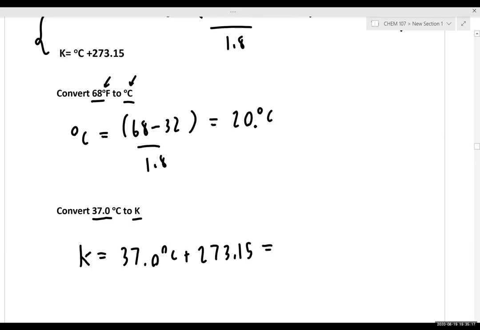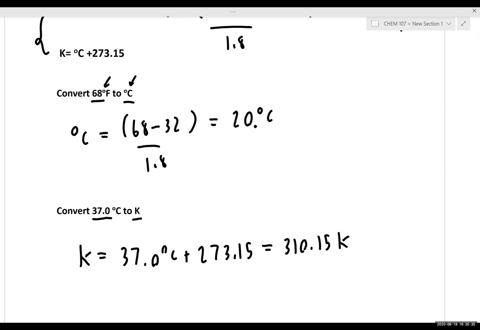So 37 plus 273.15 gives us 310.15 Kelvin. Not degree Kelvin, just Kelvin. Does this make sense to everyone?